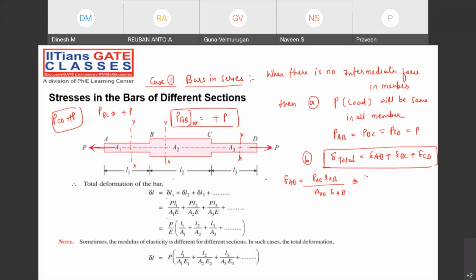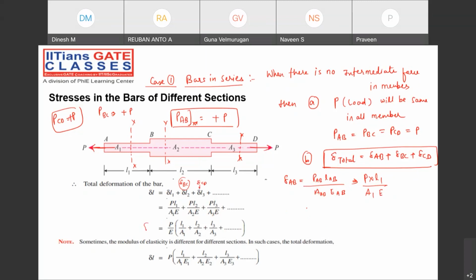P plus P. So P into L. What is the length? L1. Area is what? A1. And what is the Young's modulus? Suppose Young's modulus is same for all the material. I'm taking E only. Similarly, delta L2. If you just find the delta BC, then how can you find it? P L2 divided by A2 into E. Similarly, for delta CD, P into L3 divided by what? A3 into E.